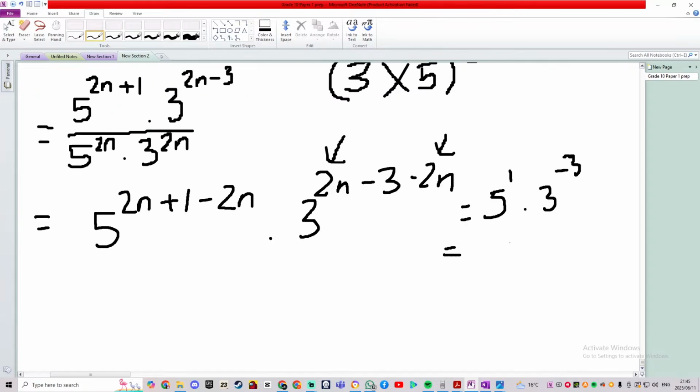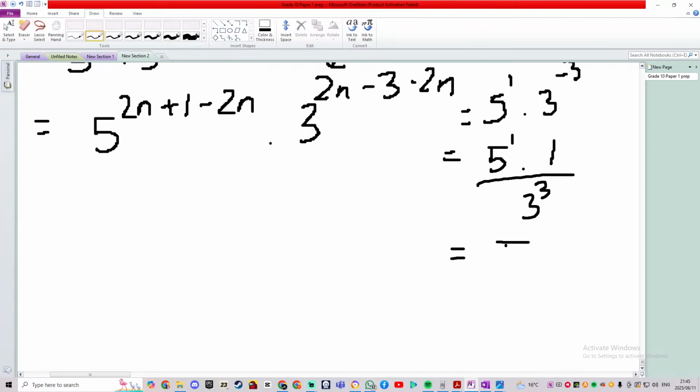So then I have 5 to the power of 1 dot 1 over 3 to the power of 3. Remember when the exponent is negative, I can put the exponent at the bottom as positive. So then I have 5 over 3 to the power of 3, which is 27. That's done there.